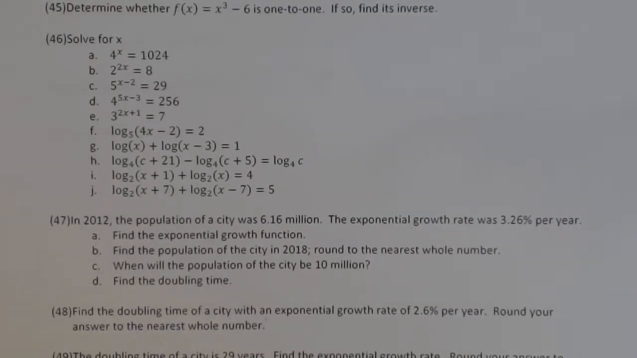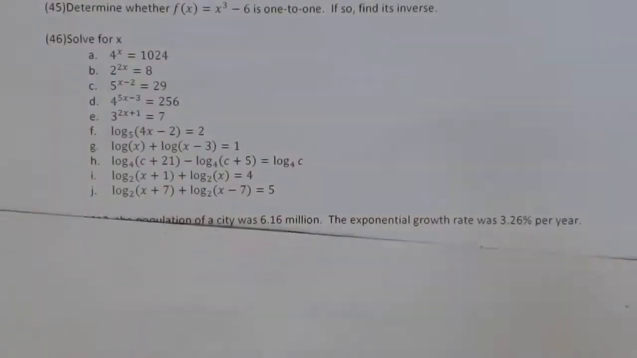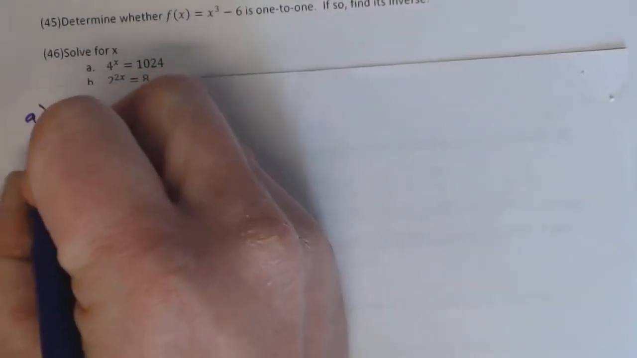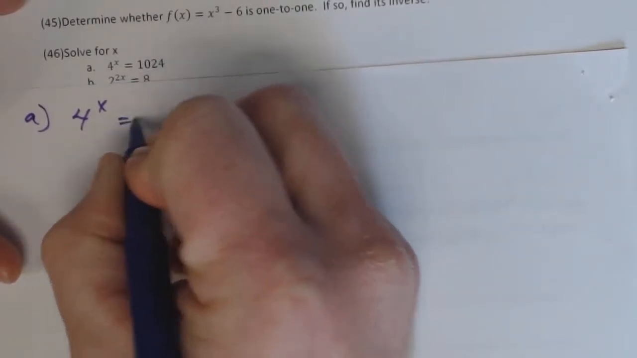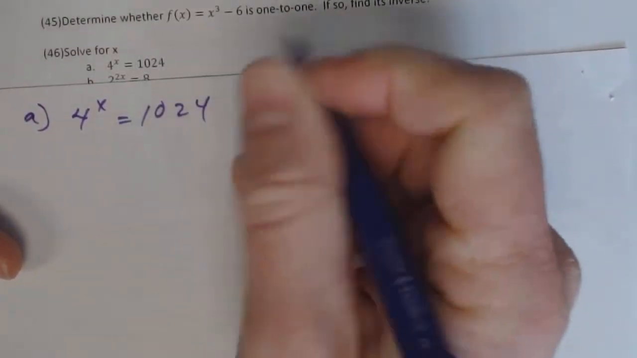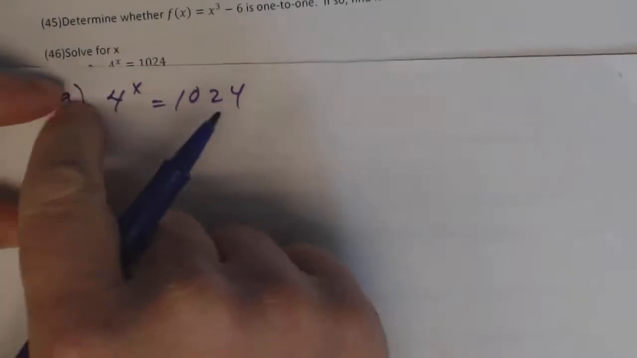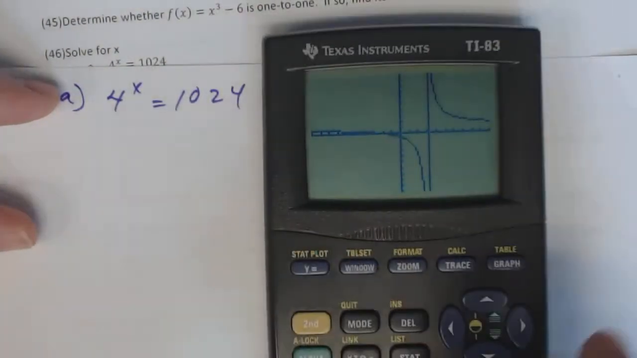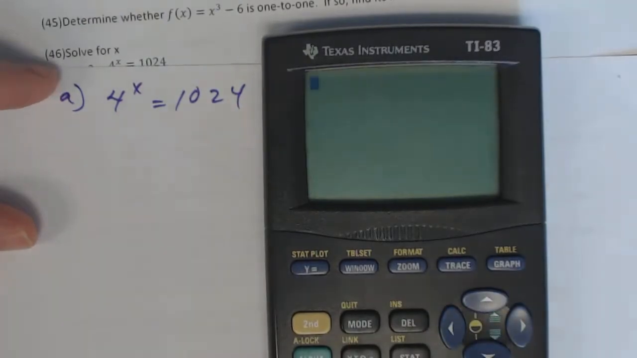All right, number 46 has a lot of parts to it. So let's see how many parts we can get done in a few moments. So we want to solve for x here. It's 46 part A. 4 to the x power equals 1024. So do you know your powers of 4 that give you 1024? Well, let's just see if we can figure that out.